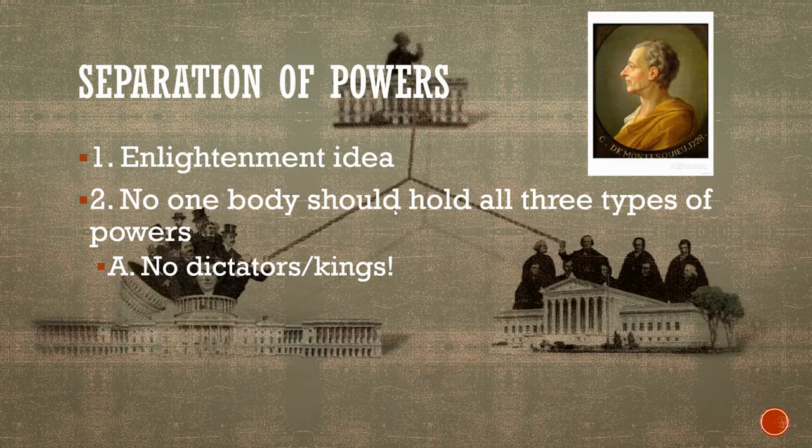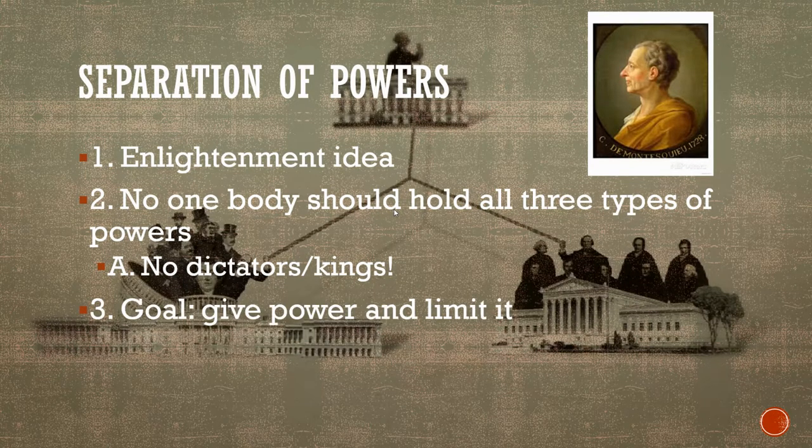What we end up with when that happens is a king or dictator, which is what the American Revolution freed us from. So we want to separate powers to make sure we don't end up with that again. And the goal of this is to not only give power, but to limit it. We don't want another king, and the idea is to create the three branches of government so that each branch has a job, each branch has a role, and these branches are going to have to work together. They're going to have to argue and cooperate to get things done.